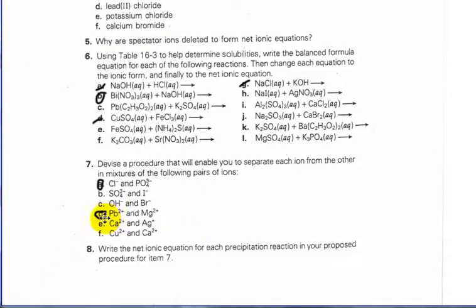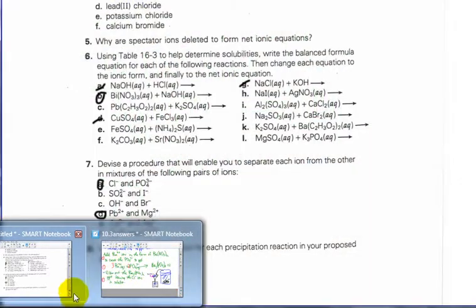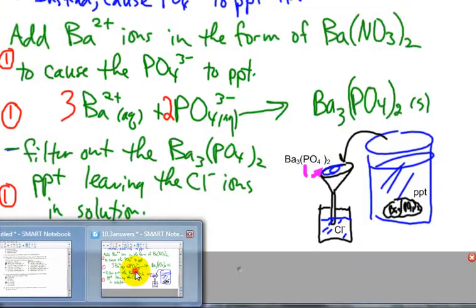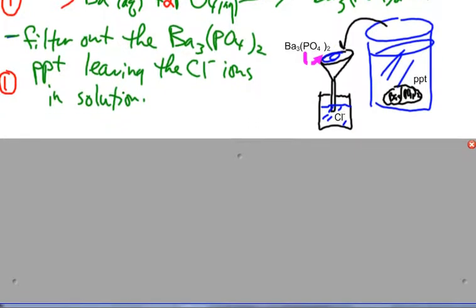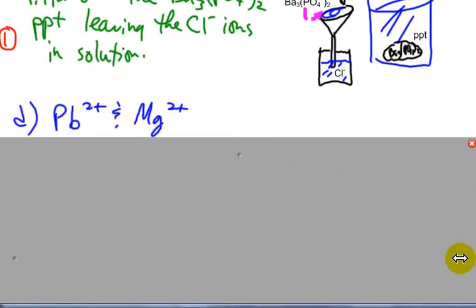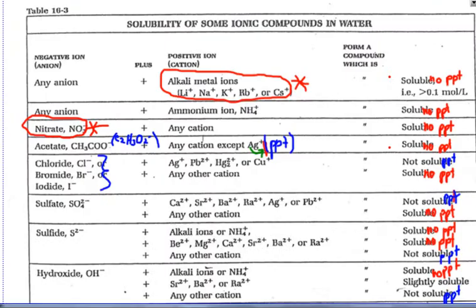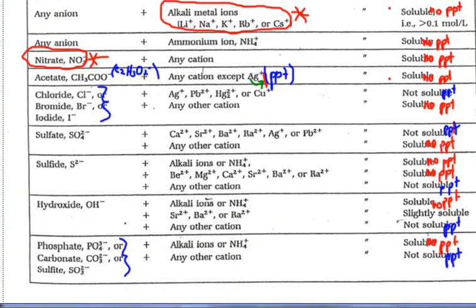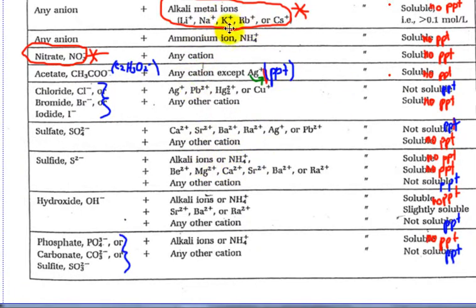Okay. I'm going to also go over 7D, one that involves separating positive ions, and that'll enable you to do E and F. So let's see here, it is lead and magnesium. So lead and magnesium. If I take a look here, I'm going to be working at this backwards. Finding lead and magnesium in this area here.